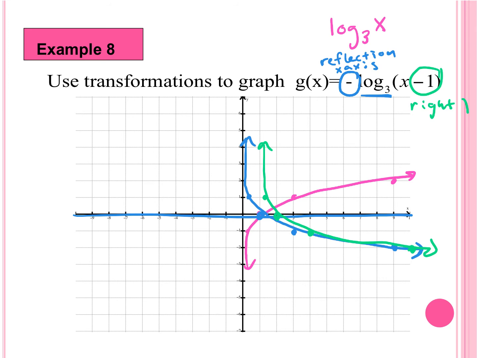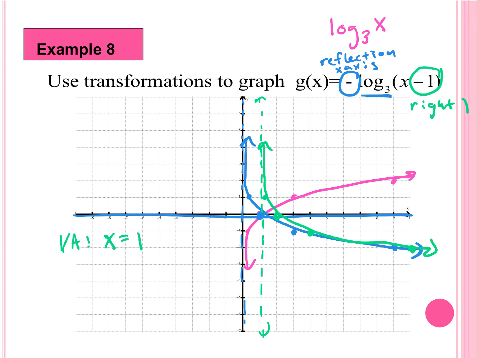Just be careful when you shift it to the right one, because my vertical asymptote was at 0, but I'm shifting that vertical asymptote to the right one. So now x equals 1 is that line that my graph cannot cross. Make sure your graph doesn't go this way, because you still can't cross x equals 1. So that is my vertical asymptote.